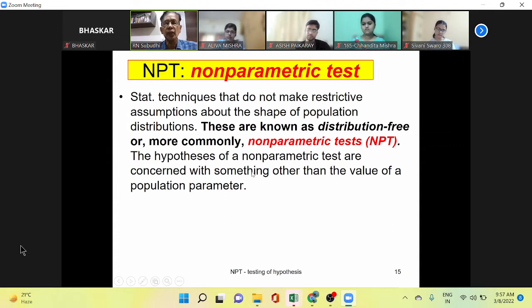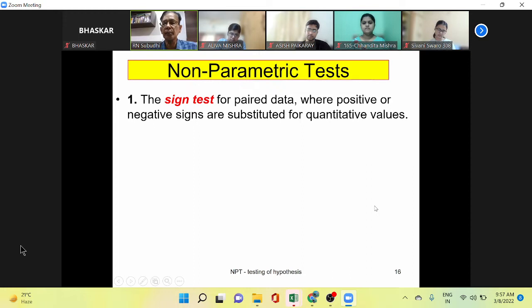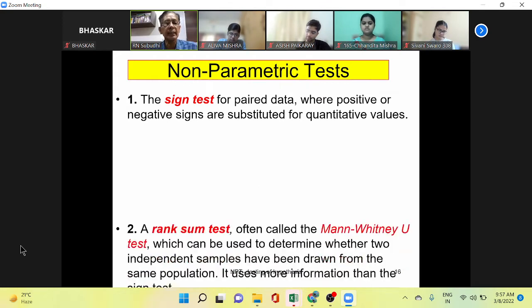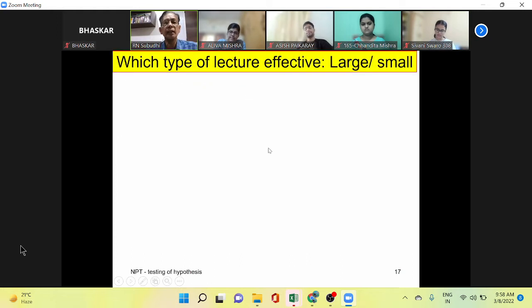Non-parametric test is also known as distribution free or NPT. Okay, in non-parametric test, as Sambita was showing, so far as our syllabus is concerned, we have three types of tests. One, sign test, another rank-sum test given by Mann Whitney, and third is Run test or one sample Run test. Okay, these are the three things we'll be discussing. Okay, now we'll be discussing a case.